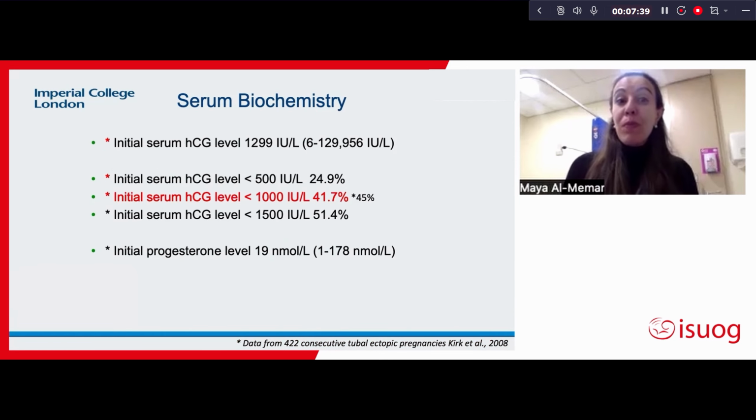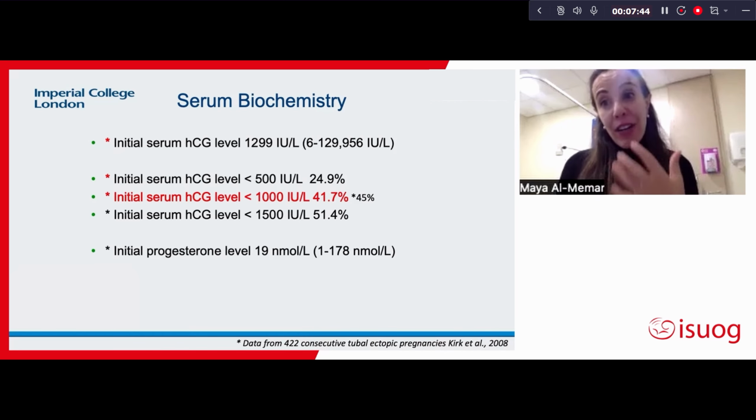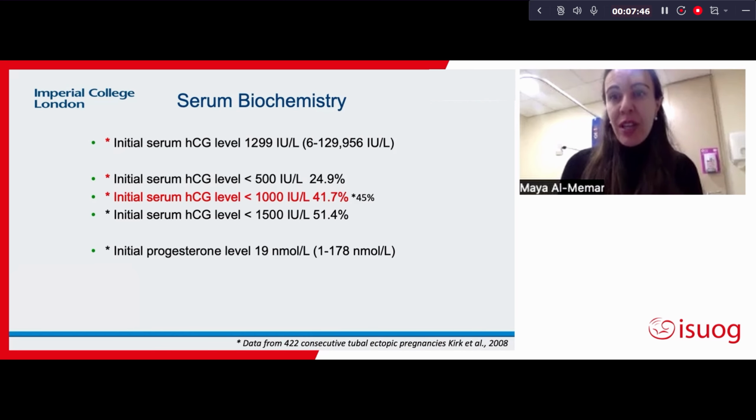What about initial serum beta-HCG? We know, again, that various attempts have been made to apply cutoffs to say that at certain HCG levels, one may be more likely to identify a pregnancy. However, this really is quite an outdated approach, and what we know from the data is that even with initial serum HCGs of less than 1,000, one can diagnose ectopic pregnancy, and about 41.7% of ectopics may present and be diagnosed with an HCG level of less than 1,000.